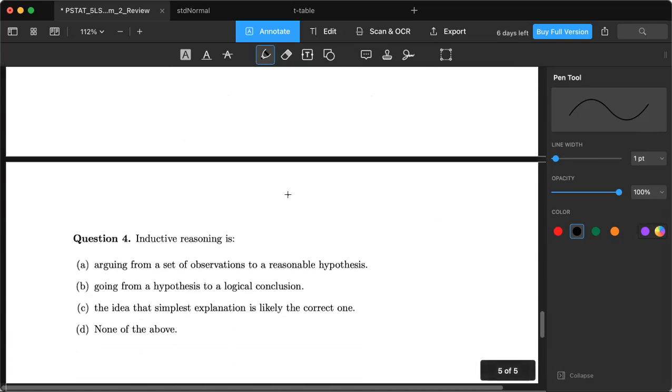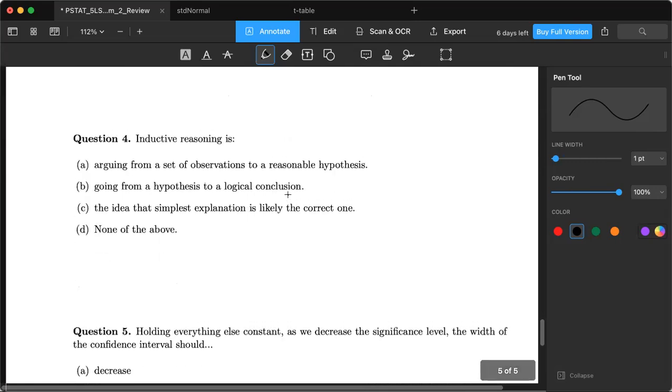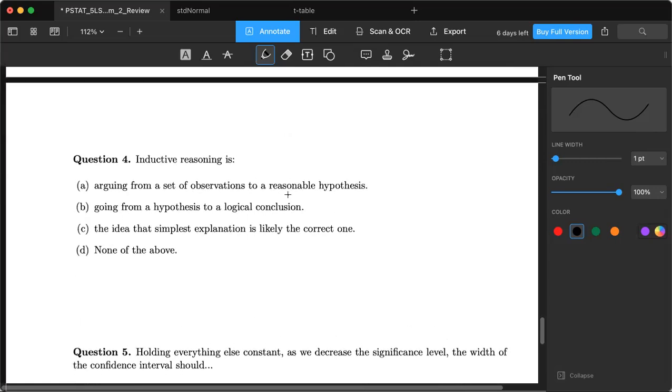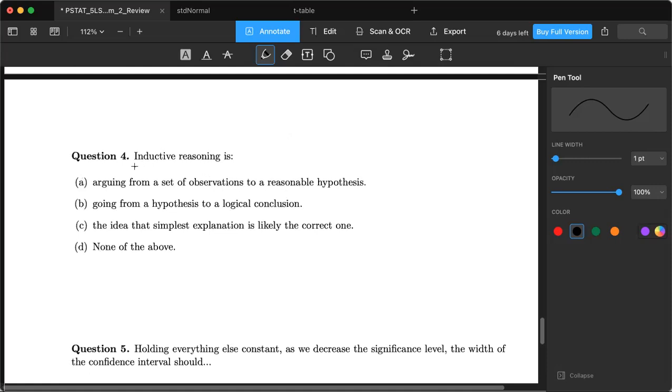And now we just have three multiple choice problems. So, opposite of one that you got on the practice exam, which was deductive reasoning. Inductive reasoning is: A, arguing from a set of observations to a reasonable hypothesis; B, going from a hypothesis to a logical conclusion; C, the idea that the simplest explanation is likely the correct one; or D, none of the above. And the answer is A. So arguing from a set of observations to a reasonable hypothesis. B was deductive.